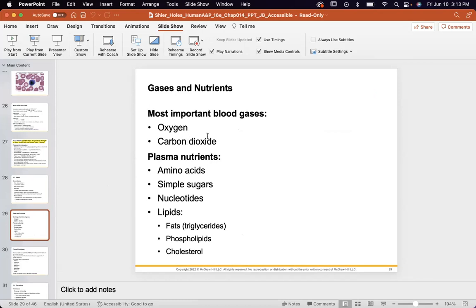Most important blood gases, remember, are oxygen and carbon dioxide. That's gas exchange. That's what's most important to us. We talked about the categories of lipids and fats, triglycerides. And we briefly talked about cholesterol, the differences between high density lipoprotein, low density lipoprotein, very low density lipoprotein. High density lipoprotein is the protein vehicle to take fat out of your body. And your LDL and your VLDL is the protein vehicle to take fat into your body.